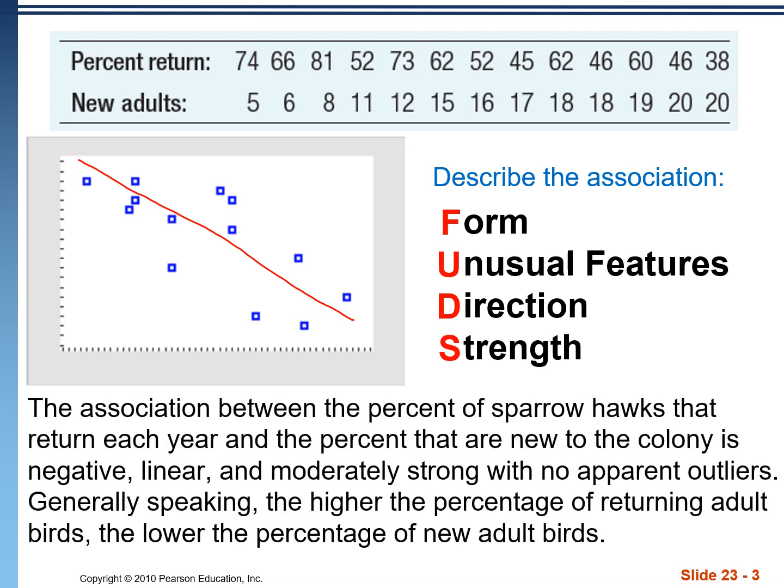So we would write something like this: the association between percent of sparrowhawks that return each year and the percent that are new to the colony is negative, that's the direction, linear, that's the form, moderately strong is the strength, with no apparent outliers. We also want to finish with a statement saying something like, generally speaking, the higher the percentage of returning adult birds, the lower the percentage of new adult birds.